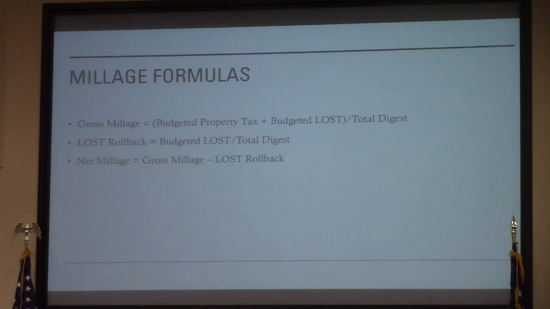The formulas that you use for millage: gross millage is the budgeted property tax and the budgeted local option sales tax divided by the total digest. And then for your rollback, you take your budgeted local option sales tax, divide that by your total digest, and the difference between those two is your net millage.